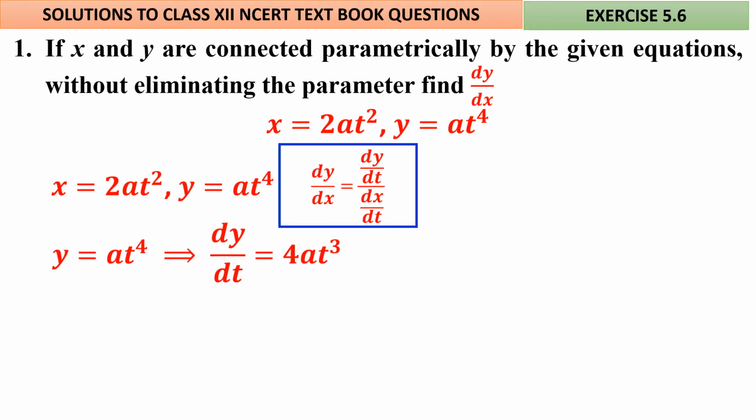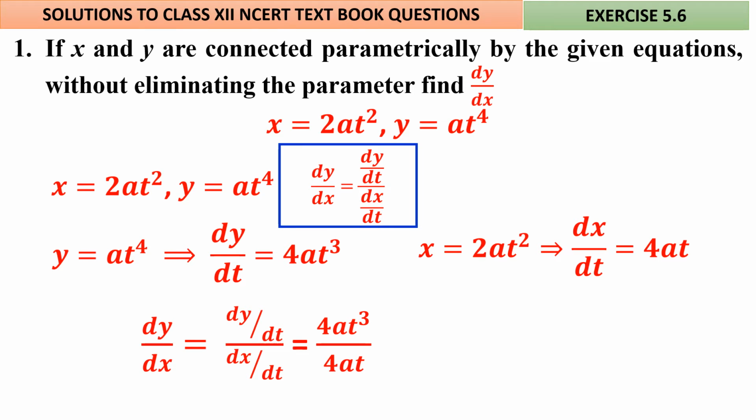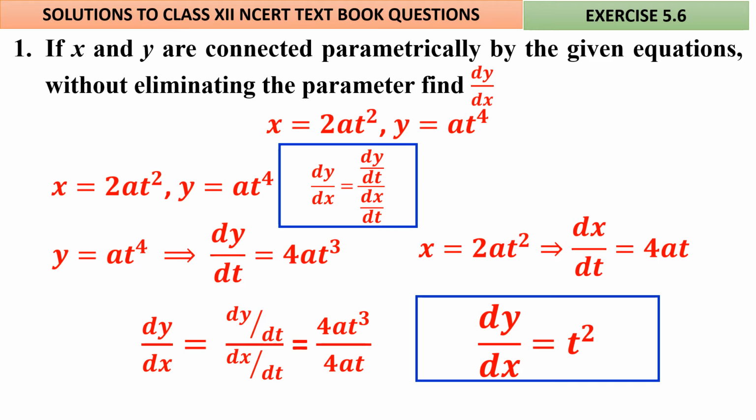I will find y is equal to a t power 4. But dy by dt is 4a into t cube, because differentiation of t power 4 is 4t cube. For x equal to 2a t square, differentiation of t square is 2t, so 2a into 2t, it is 4at. Therefore, dy by dt upon dx by dt, when you put it, will be 4at cube upon 4at. By doing the cancellations, the final answer is t square.